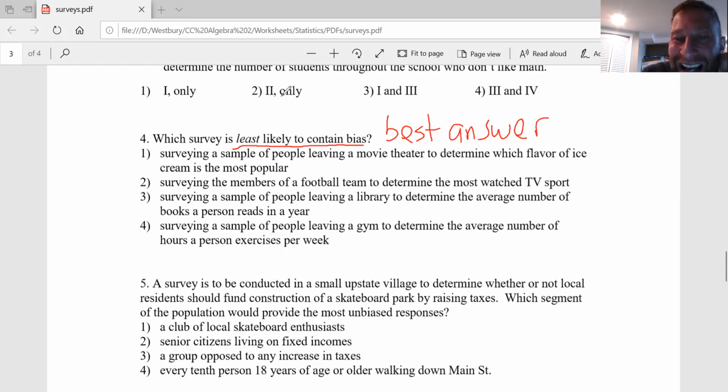Does it include every member of the population? Does every member of the population go to a movie theater? Not really, but I'm going to give it a check for now because it's definitely random.